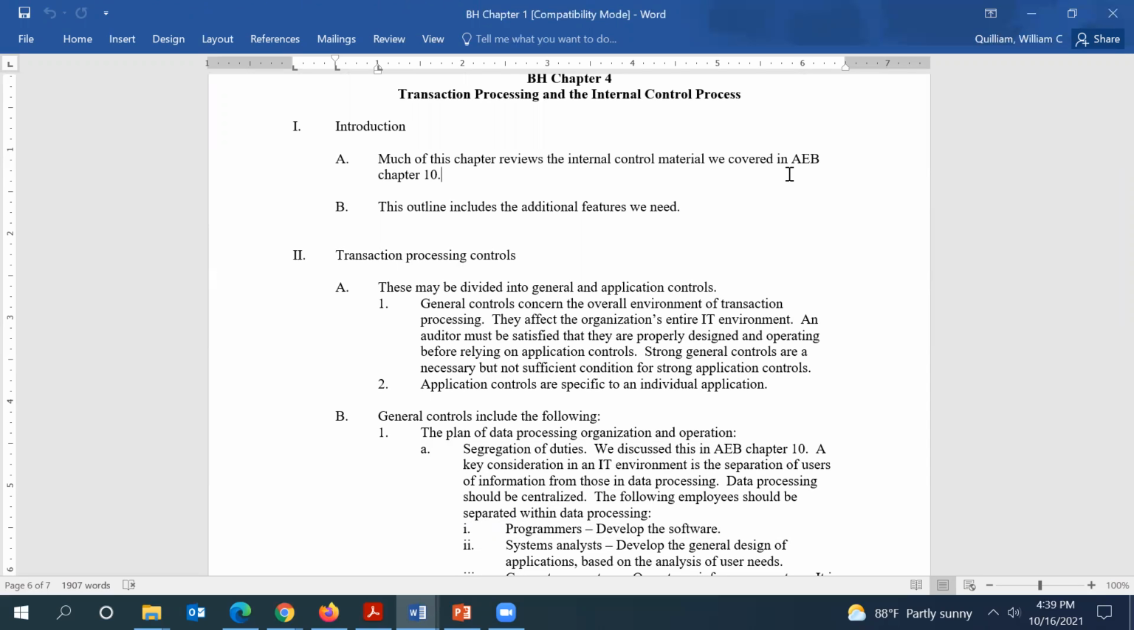Well, here in chapter 4, transaction processing and the internal control process over that. So a little introduction. First of all, much of this chapter reviews the internal control material that we covered back in the first auditing course. That's okay. And this outline includes the additional features we need.